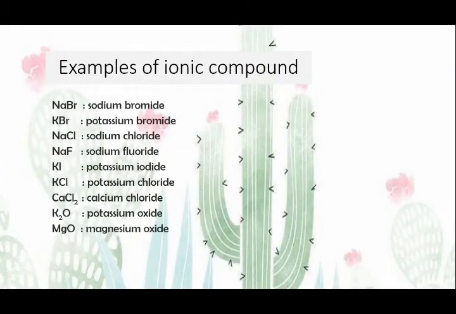Here are some examples of ionic compounds: sodium bromide, potassium bromide, sodium chloride, sodium fluoride, potassium iodide, potassium fluoride, calcium chloride, potassium oxide, and magnesium oxide. Now, we already know what an ionic compound is. Basically, an ionic compound is a combination between metal atom and non-metal atom by the attractive forces called ionic bond.